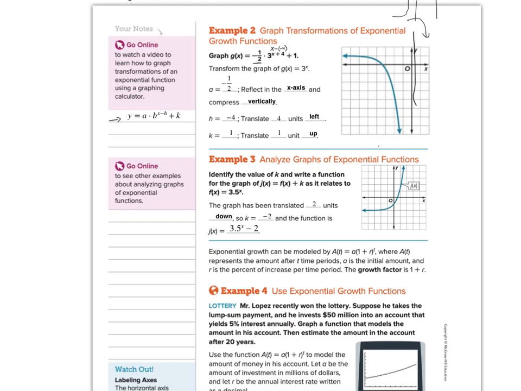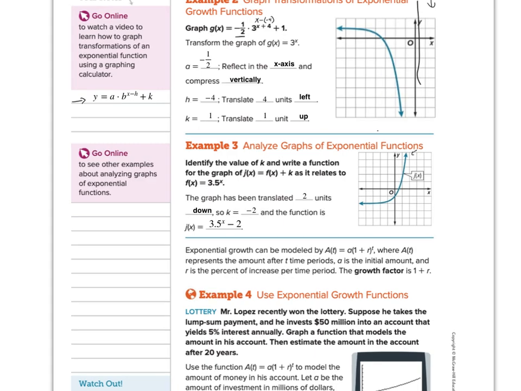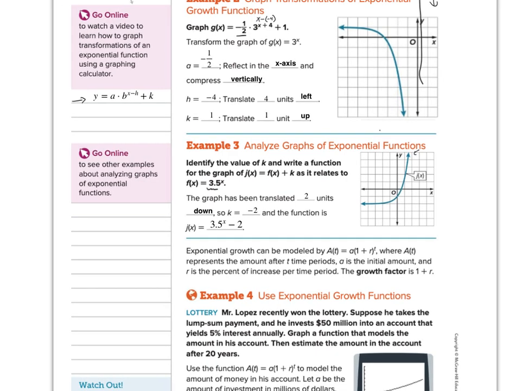Let's see here, analyzing these graphs. Identify the value of k and write the function for the graph of j of x equals f of x plus k. So we have this j of x function here, and they want to say how it relates to this function. How did f of x change? Or I'm sorry, f of x is that. How did j of x change? Well, f of x would have been something along the lines of that.